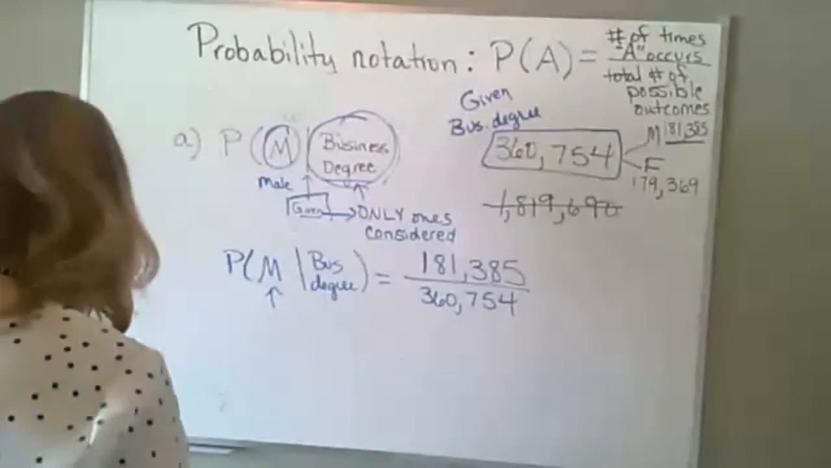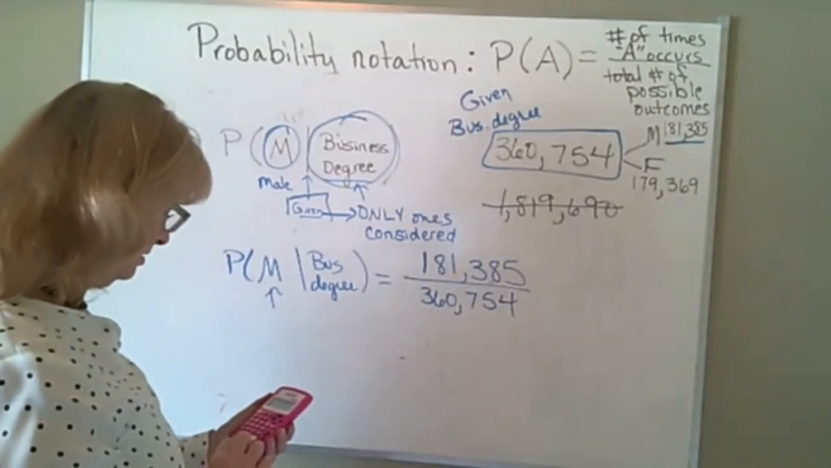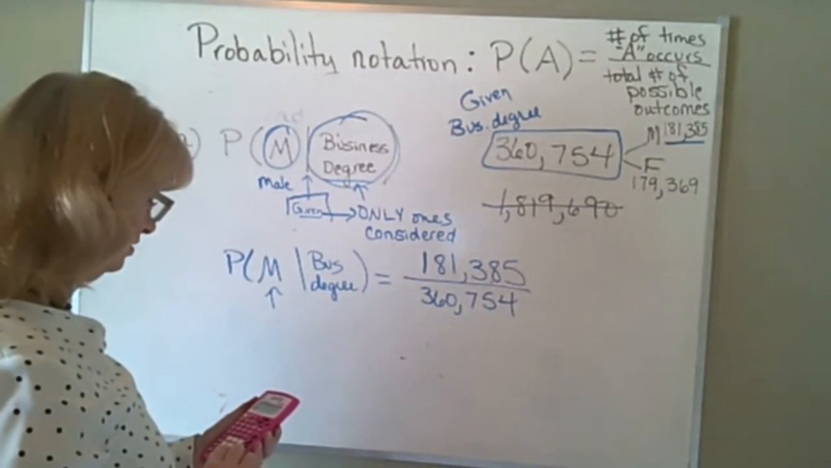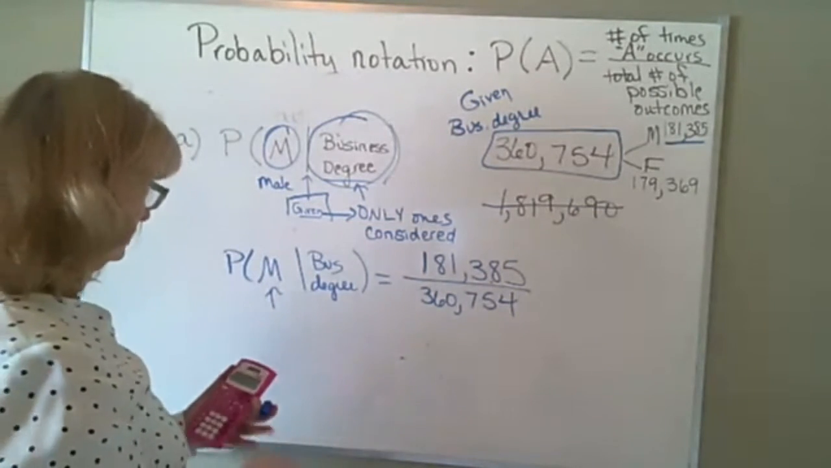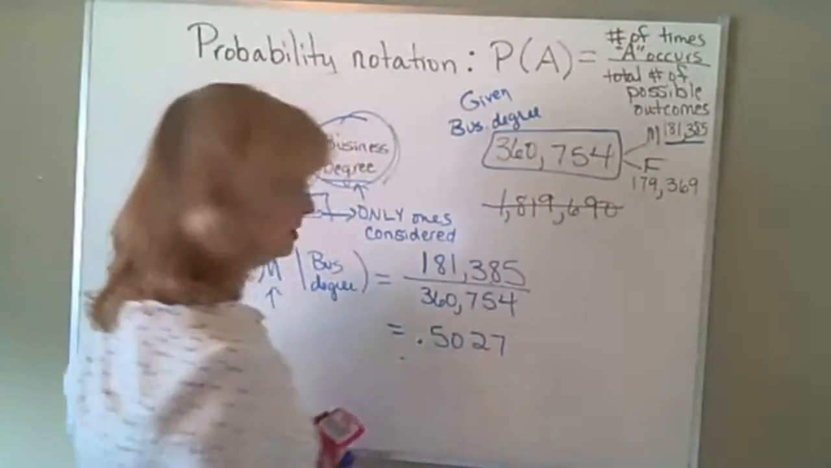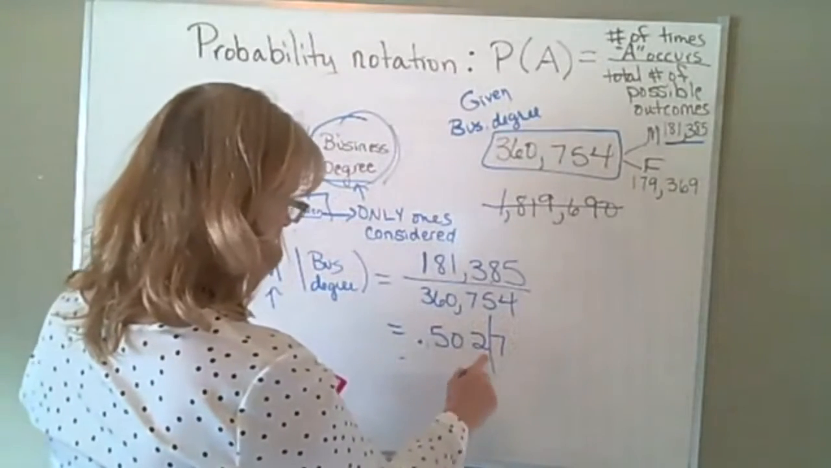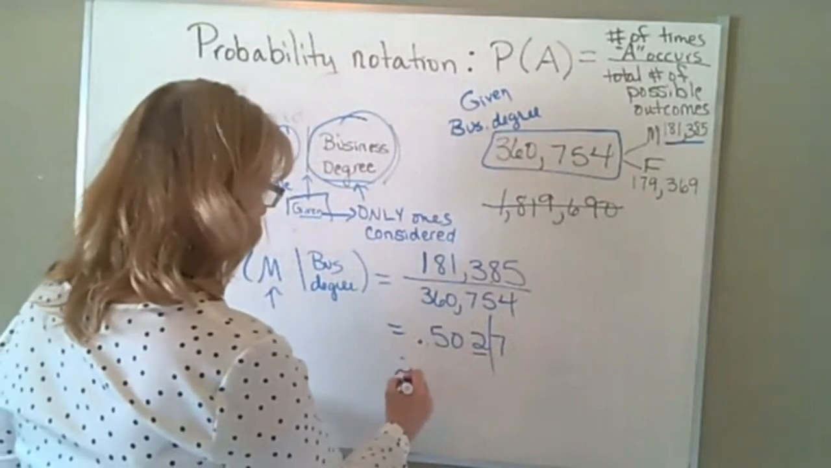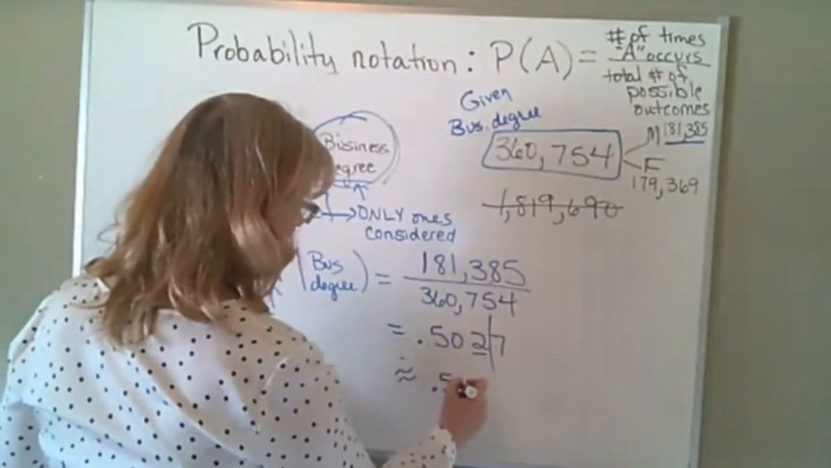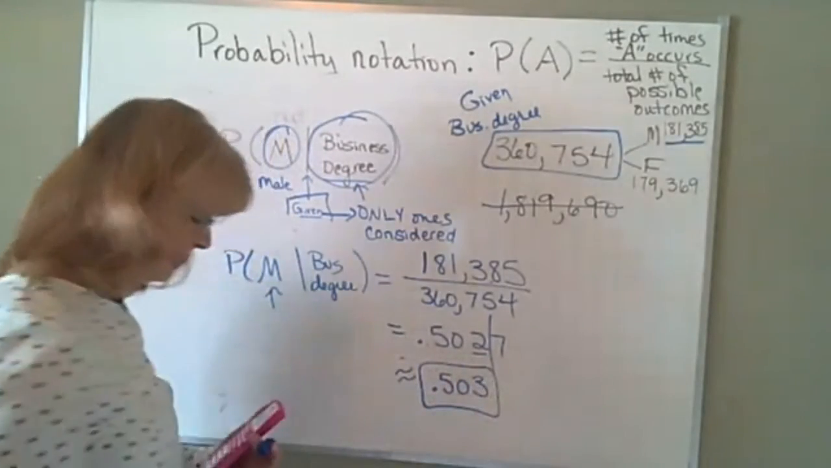Okay, so we're going to do the division. I'm going to divide that top number by the bottom number. 181,385 divided by 360,754. You guys do this with me. And what I get is 0.5027. If I'm going to round to the third place, I only need to take it out 4 places, so I'll know what to round. This is my rounding place. So if I'm rounding to 3 decimal places, I'm going to make that 0.503, and I'm going to round that up to a 3 because the next number is 5 or bigger. And that would be my answer to that one.